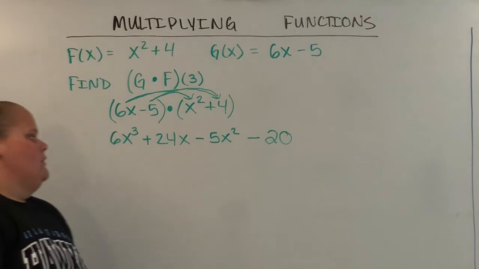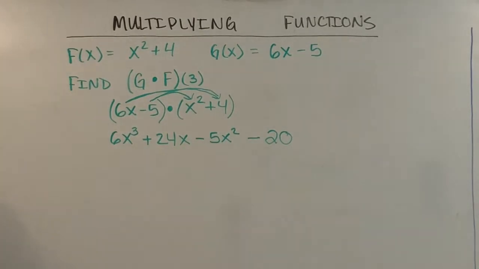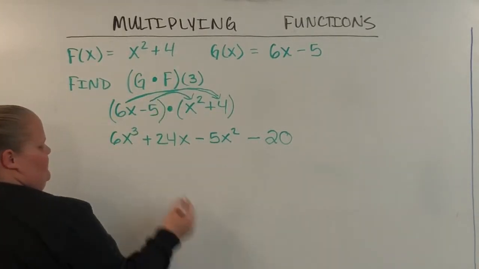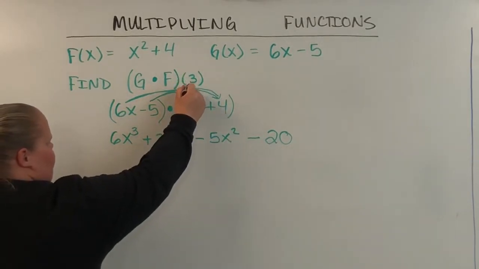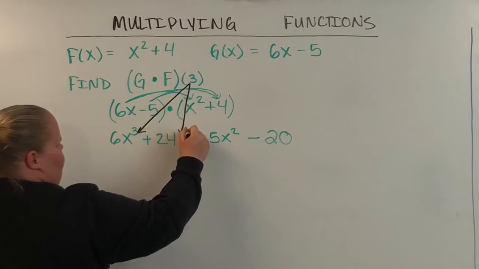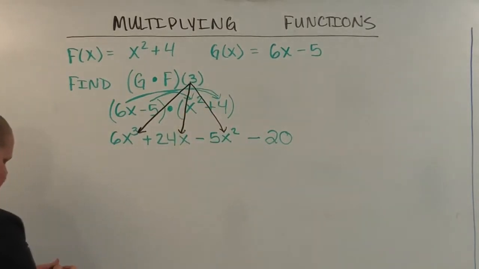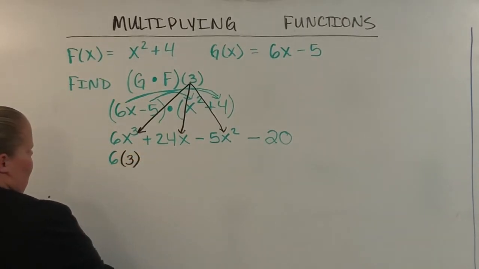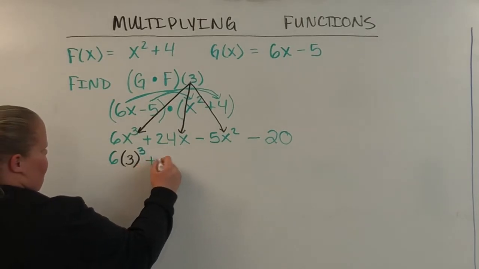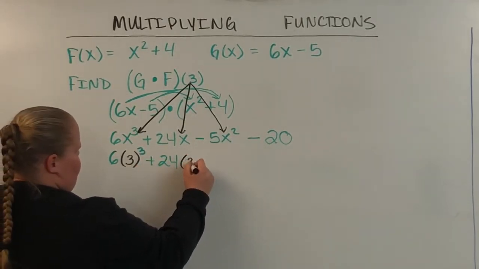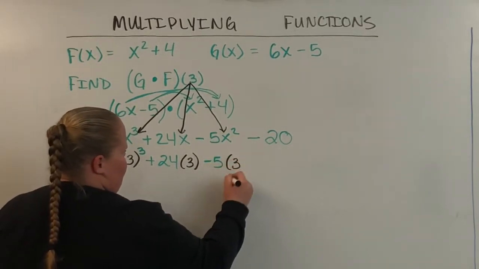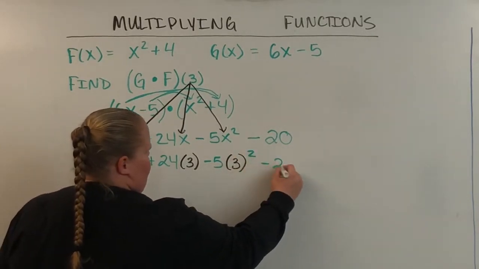So now what we have to remember to do is to plug in that 3 that we had from the beginning. We have a 3 in place of x. So every single time I see an x in this final line, I'm going to plug in a 3. So 1 goes here, 1 goes there, and 1's going to go right there. So I have 6 times 3 cubed plus 24 times 3 minus 5 times 3 squared minus 20.